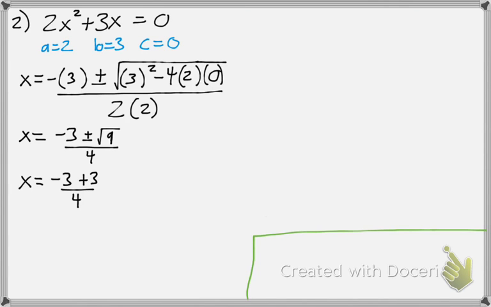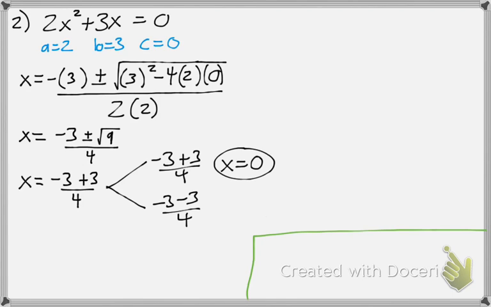So square root of 9 is just a 3. So this is going to be actually 2 answers here. So I can actually branch this off into negative 3 plus 3 over 4, and negative 3 minus 3 over 4. So negative 3 plus 3 is 0. 0 divided by 4 is still 0. So this is x is equal to 0.